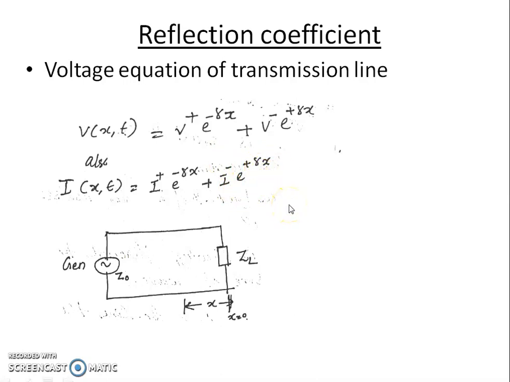Here we are talking about the peak and RMS values of the voltage and current. We are not talking about the instantaneous values.